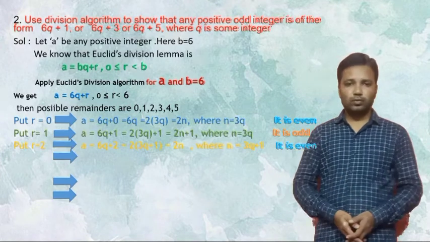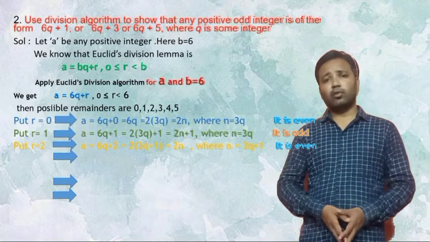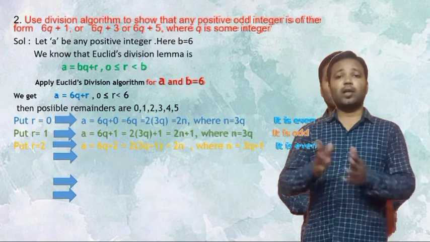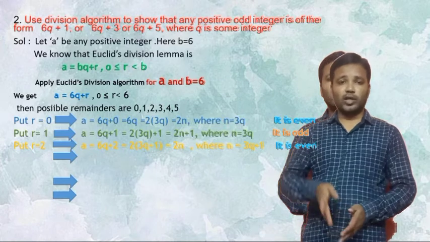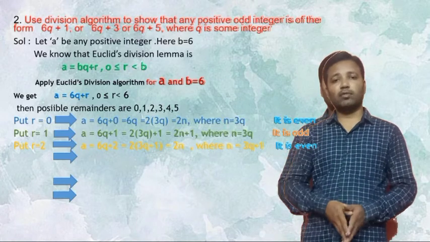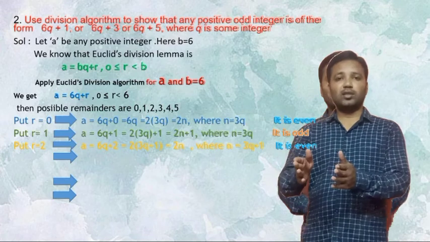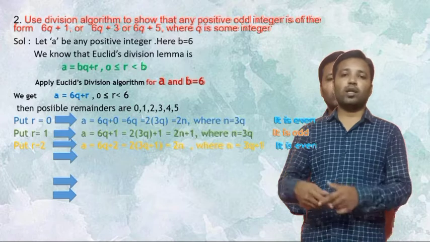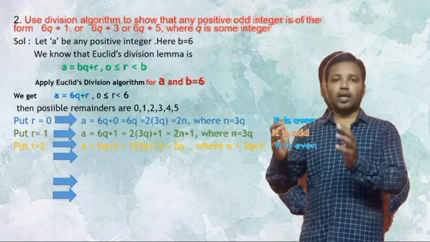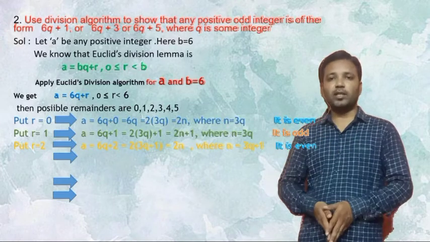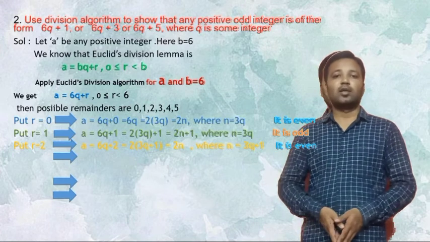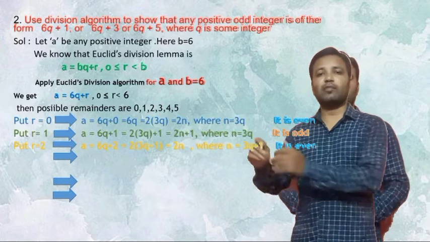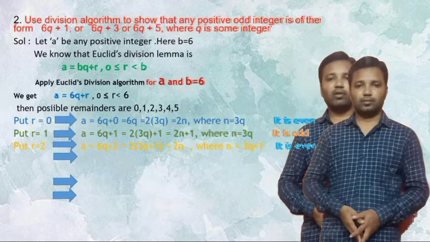Put r is equal to 2. If you put r is equal to 2, we get that positive integer a is in the form of 6q plus 2. Here the two terms 6q and 2 have a common factor 2. Let us consider 2 as a common factor. Therefore we get 2 into 3q plus 1, where this entire bracket 3q plus 1 is represented by the variable n. So it is written in the form of 2n, where according to the even definition, this is classified as an even positive integer.